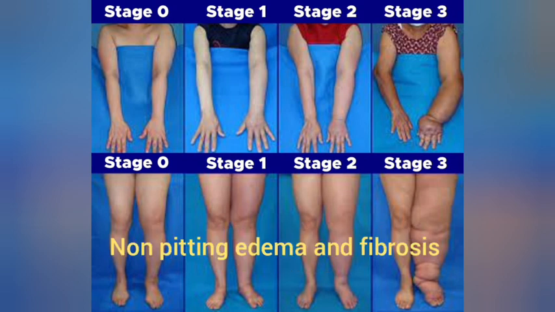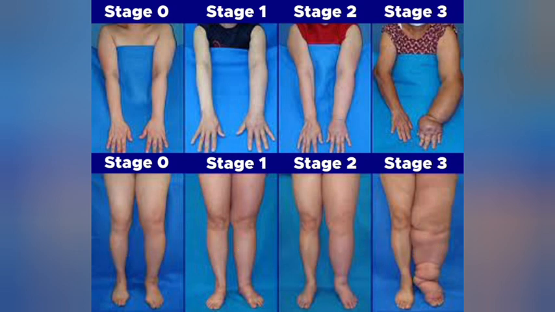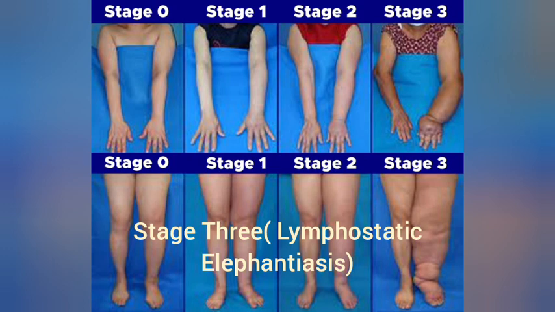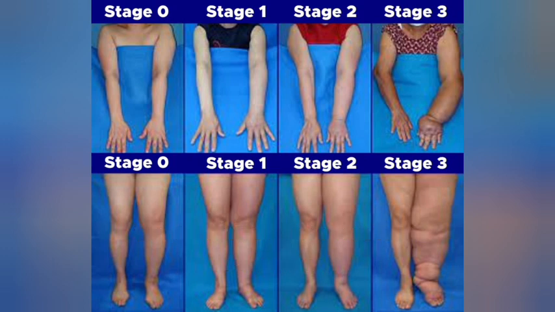Skin and tissue thickening occur as the limb involvement increases. Stage 3, lymphostatic lymphangiectasia, with pitting edema, fibrosis and skin changes. During this stage, papillomas may form, infections can occur, and the skin becomes dry.